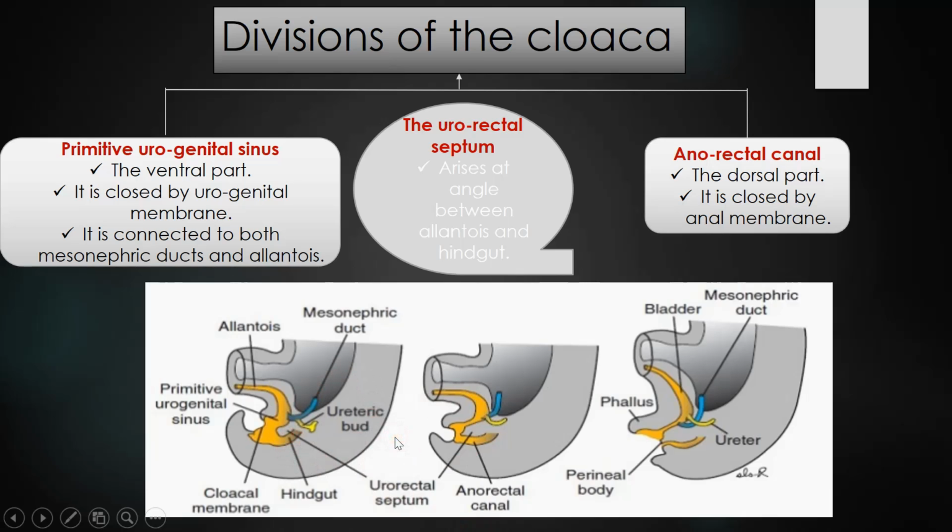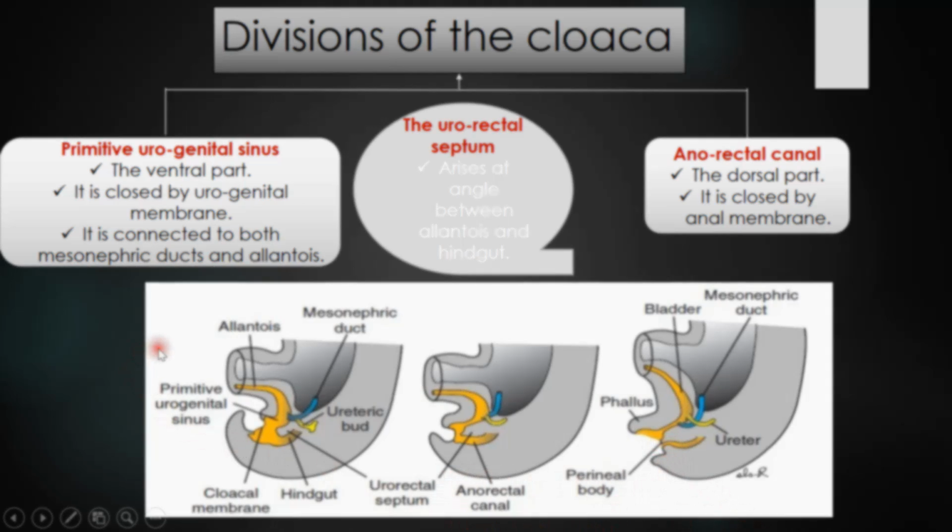Let's move to the posterior part, which is called the anorectal canal. It's called the anorectal canal because it will give the future rectum and anal canal. It's the dorsal part of the cloaca after its division by the urorectal septum, and it's closed inferiorly by the anal membrane. In the rest of the video we will discuss the urogenital sinus.